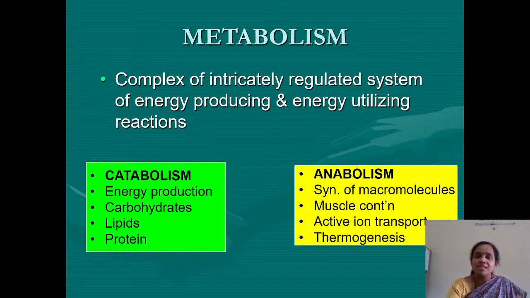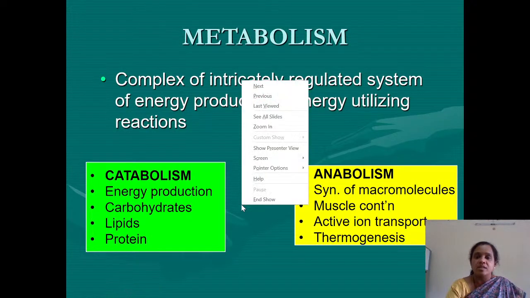Catabolism means catastrophe, that is destruction. It is a process of digestion or utilization of the proximate principles of life, such as carbohydrates, lipids and proteins. It is the catabolism of our energy production. The energy is obtained from carbohydrates, lipids and proteins.